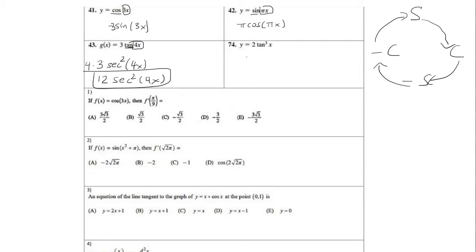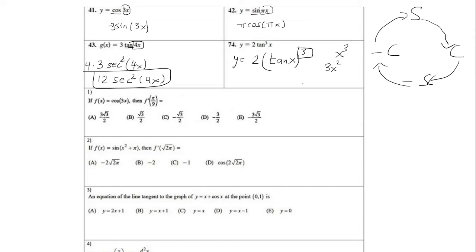For 74, this one's a bit tricky. It's good to rewrite this as 2 times tangent of x all cubed. So this is just equivalent. I did not change the value or anything. And this one you have to use the chain rule. So the chain rule, you always start with the outside function. Previously the outside functions were the trig functions. But now the outside function is the cube. So think of this as like x cubed. How do you find the derivative of x cubed? You bring down the power and then subtract 1 in the exponent.